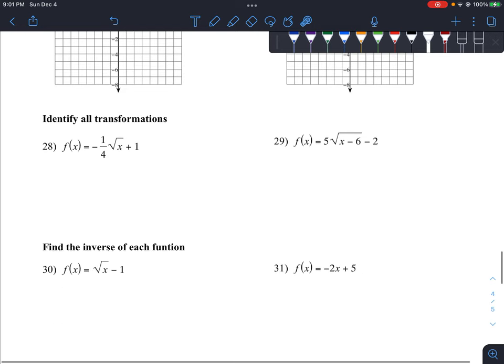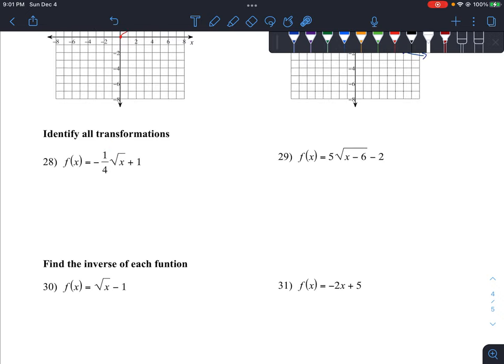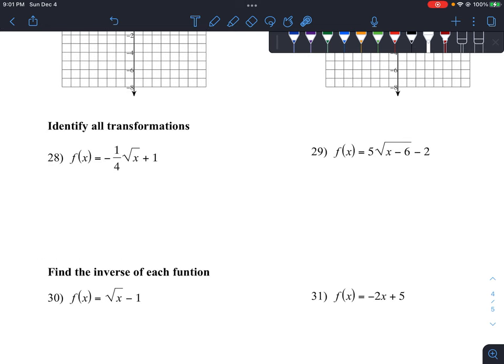Okay. For 28, 29, identify all the transformations. Okay, so here we got square root of x. I think there's 3. 1, 2, and 3. So I'm going to say reflection in the x, and it doesn't have to be in any particular order. Reflection in the x-axis, looks like that's a vertical shrink by a fourth, and then up 1 unit. Okay, so I think that's all of them there.